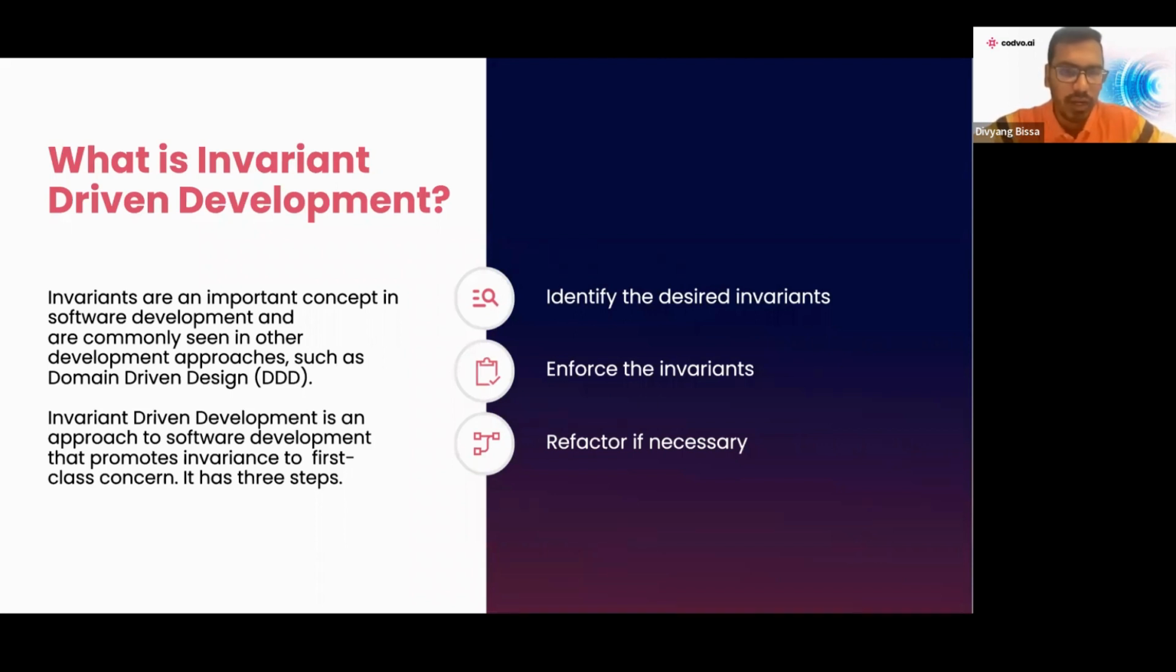As specified here, the first and foremost point is to identify the desired invariants. The next thing is we have to enforce the invariants, and our code base, or whatever code practices we are following, should basically revolve around the invariants we keep in mind. And rather than that, we move this invariant-driven development into test-driven development as we progress to the end, right?